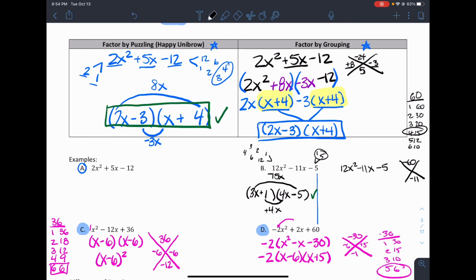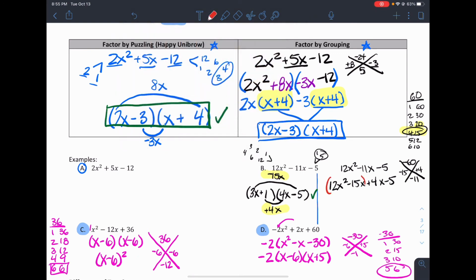Now, you'll recognize this as the two numbers that we used in our happy unibrow, all right? That's not a coincidence. That's the connection between these two methods. So now 12x squared, and remember, we're going to need negative 15 and positive 4. Remember, it doesn't matter the order you write these in. So if I write negative 15x plus 4x minus 5, that's okay. And if I switch the order, that'd be okay too.